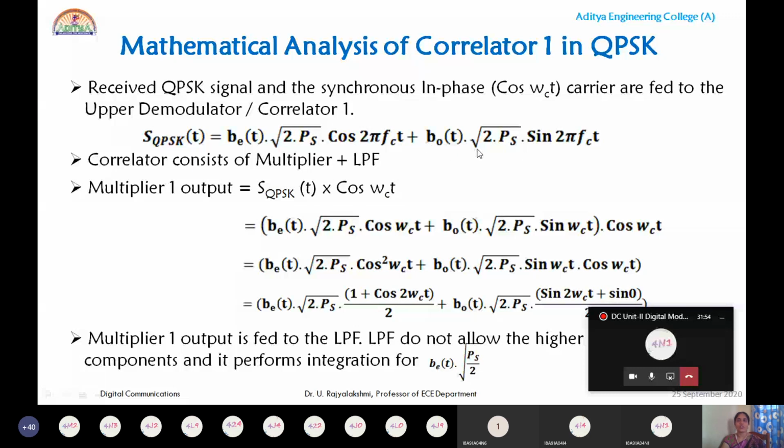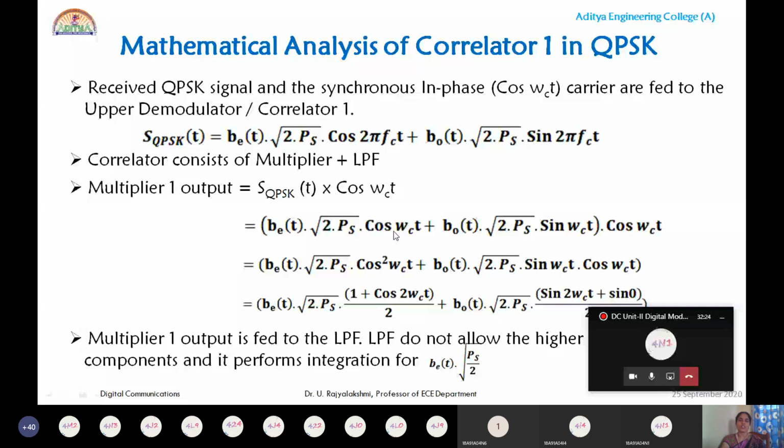plus Bo(t) root 2Ps sin 2πfct, which is So(t), due to the Q channel, and the first term is due to the I channel. Both are added to generate QPSK. Now, what is the multiplier 1 output? The QPSK signal times the in-phase carrier, that is cos ωct. So that's why we took QPSK multiplied by cos ωct.